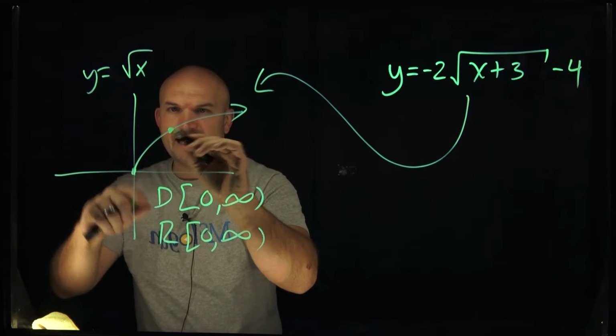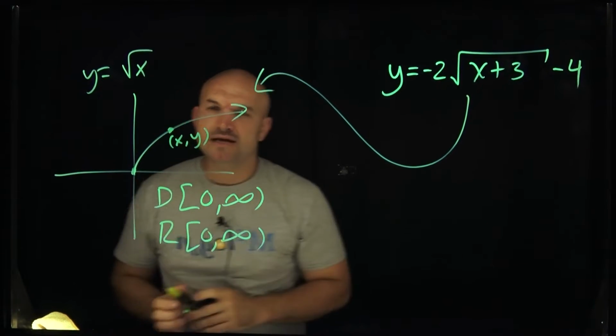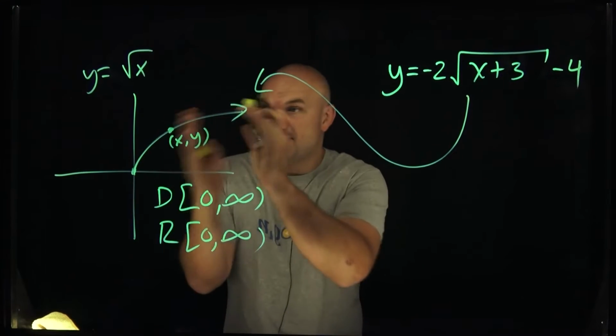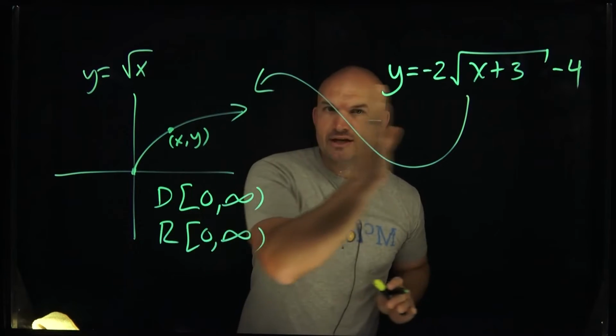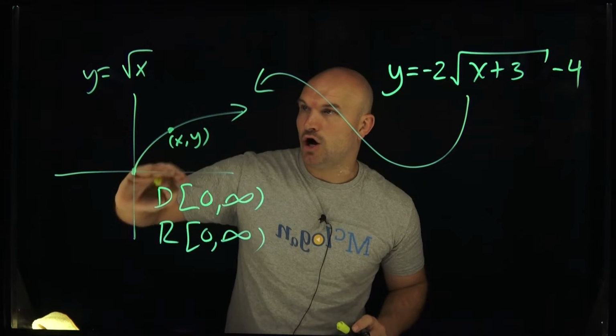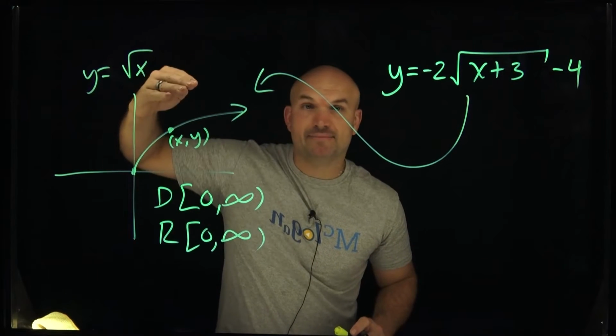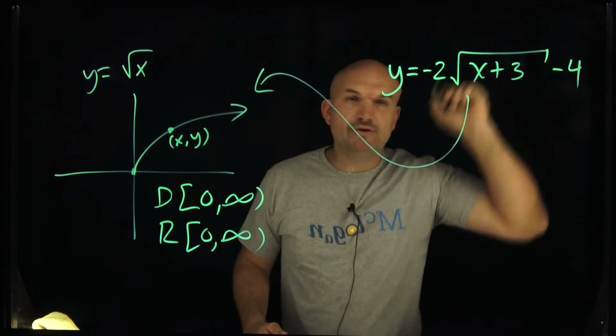So you can basically say, pick any point, right? That's an x and that's a y. So when we're talking about the domain, it's the set of all x values that make up this graph, which is all positive numbers going to infinity. And for the range, it's going to be all positive y values that are making up this graph.